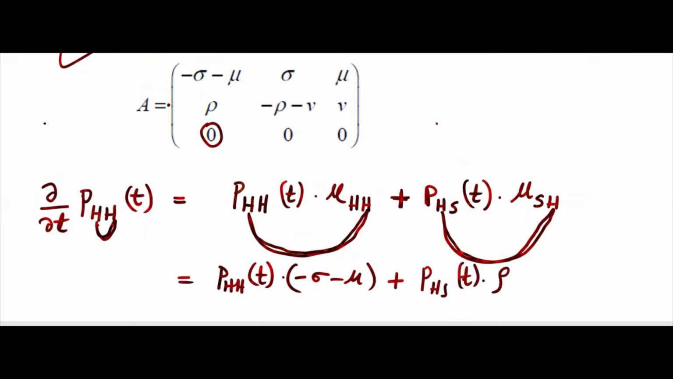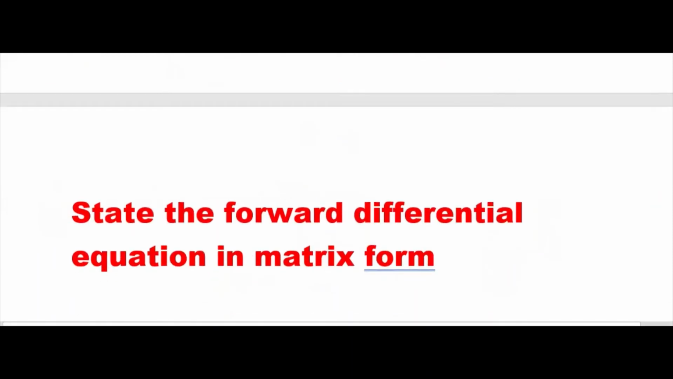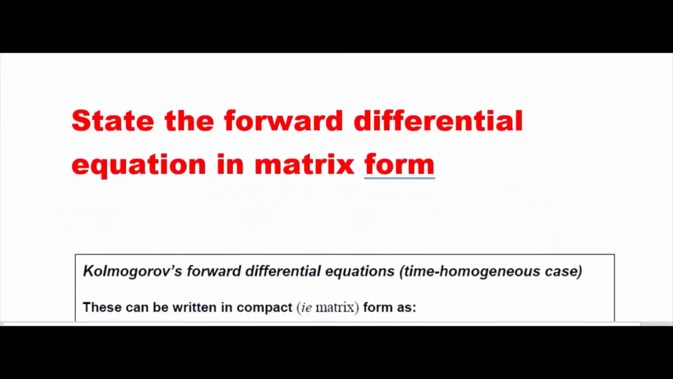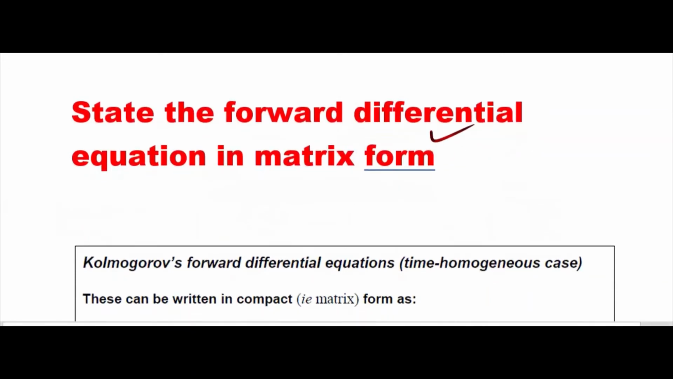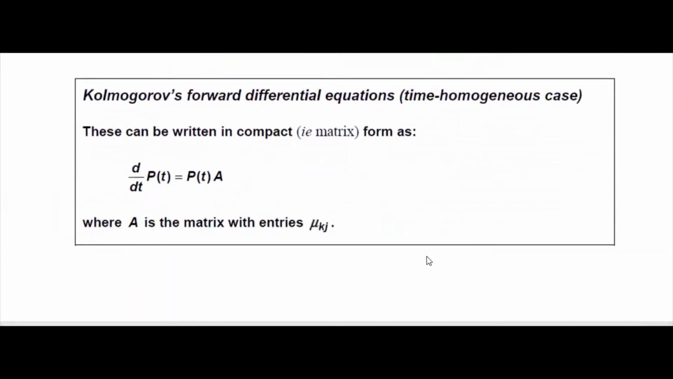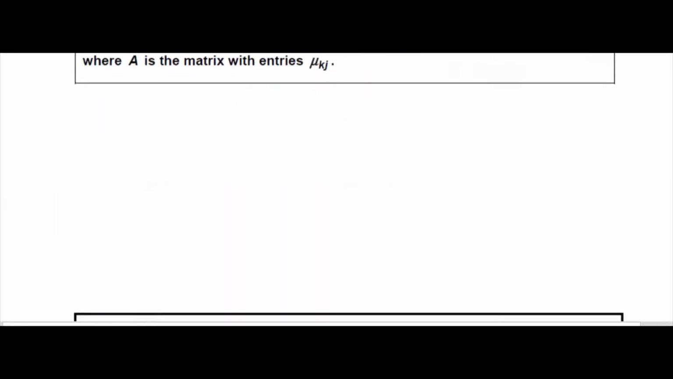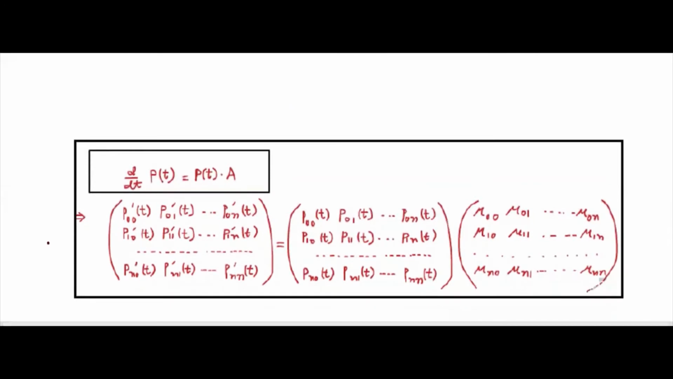This is the equation. Similarly, you can form PHS also, PHD also. All the equations, whatever is required, we'll see. We'll do one problem now. Before going to the problem, in the matrix form, the forward differential equation in the matrix form, d by dt of pt should be equal to pt multiplied by a. So I have written here, this will be more useful.